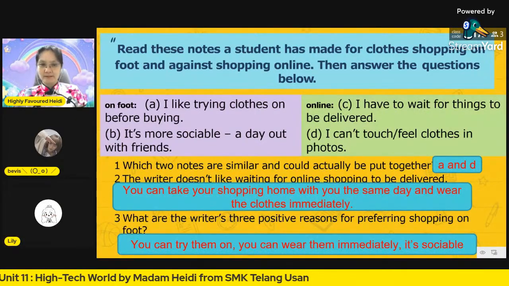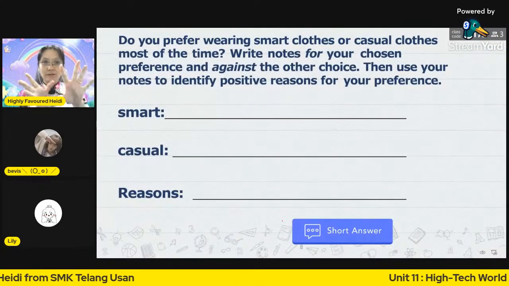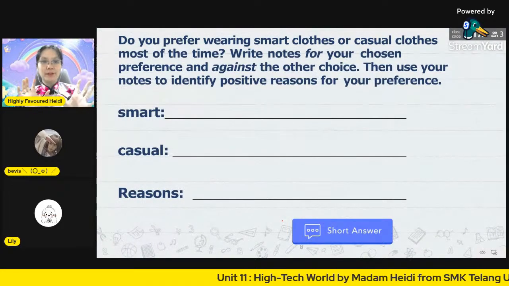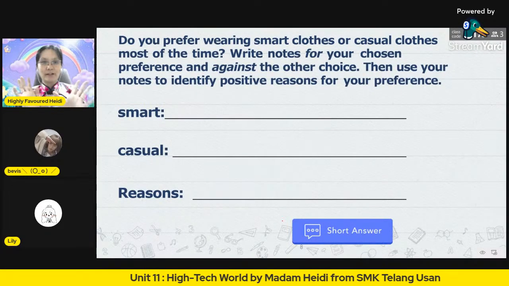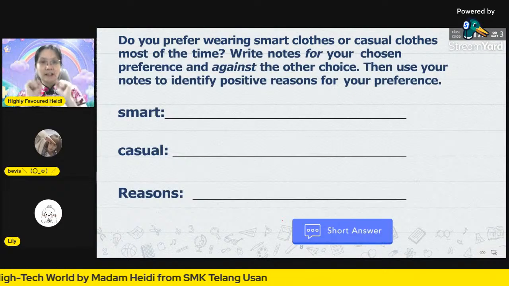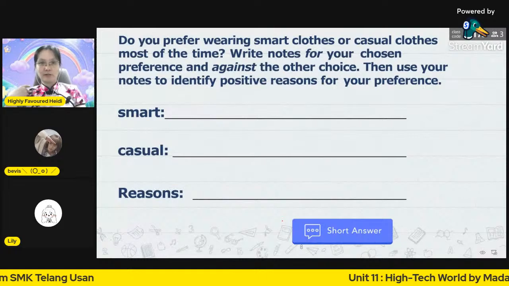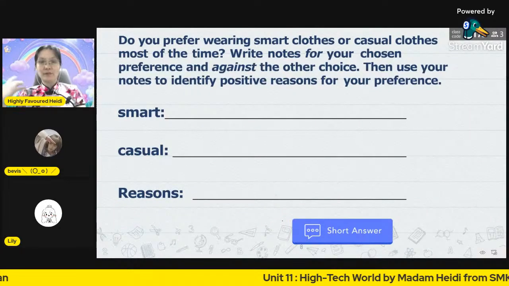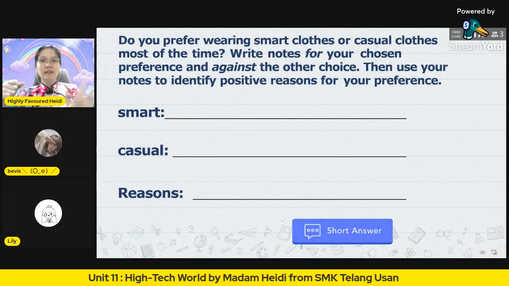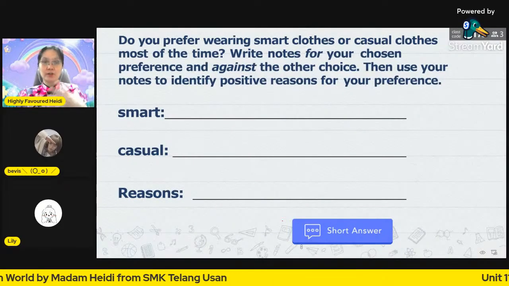Okay, all right, never mind. After you have learned that one, now you compare wearing smart clothes, like right now, teacher. I have to wear formal clothes when I go to school. I just came back from school. Or casual clothes. All right, we use the word casual clothes.